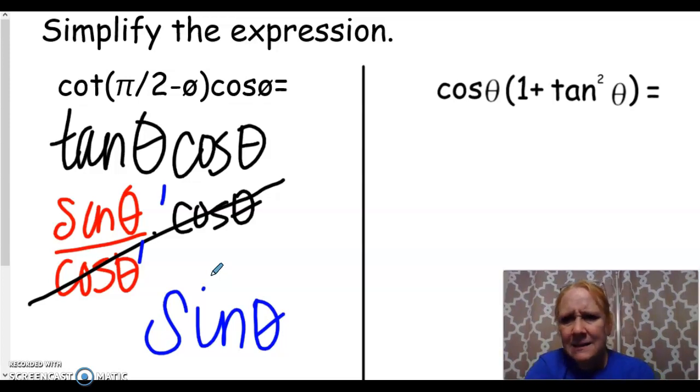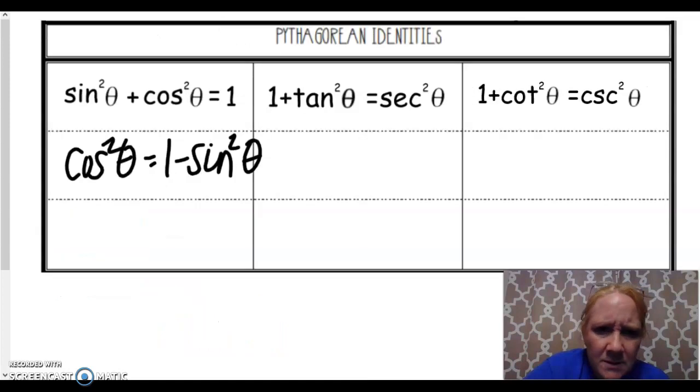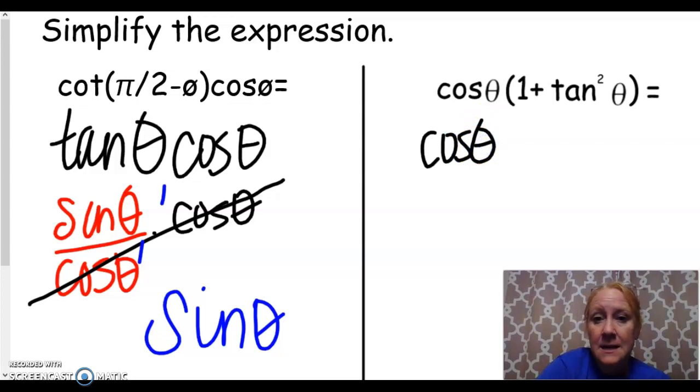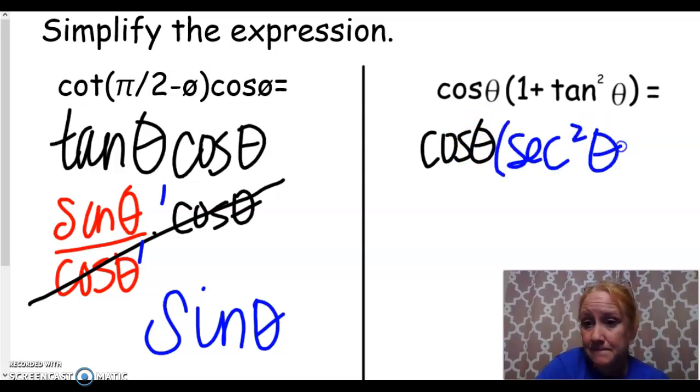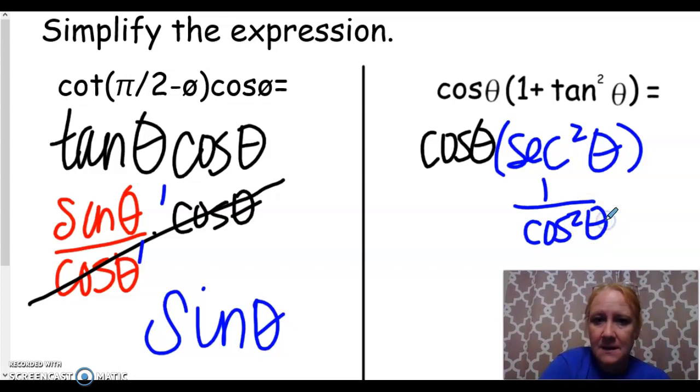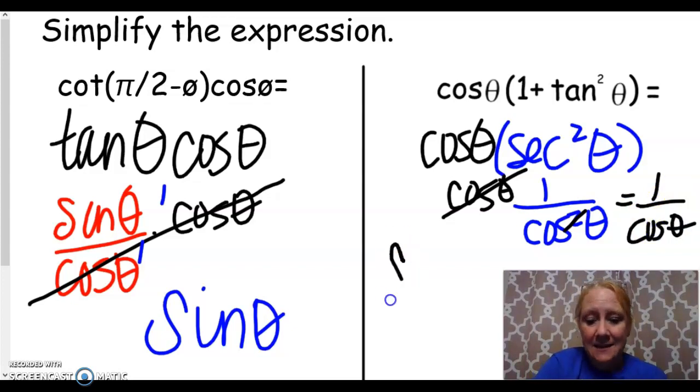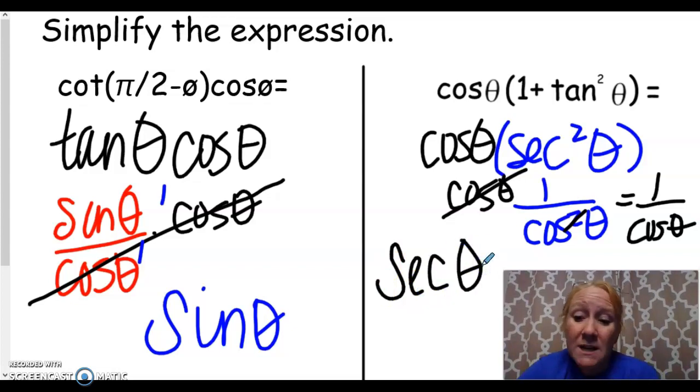Okay, well, this one's cosine. What is 1 plus tangent squared? 1 plus tangent squared. Secant squared. Okay, so this says I've got cosine theta times secant squared theta. Okay, secant squared, what is that? That's a reciprocal of cosine. So that's 1 over cosine squared theta. And this is cosine theta. Do you see? Simplify, simplify. So that equals 1 over just regular cosine theta, which is the same as secant. So the goal is to get it all down to one word. Wow, that was kind of fun.